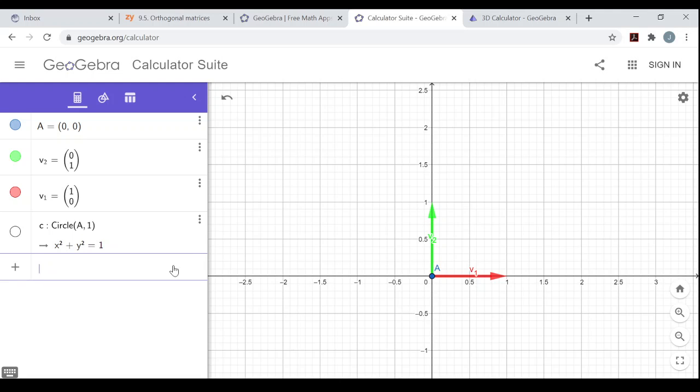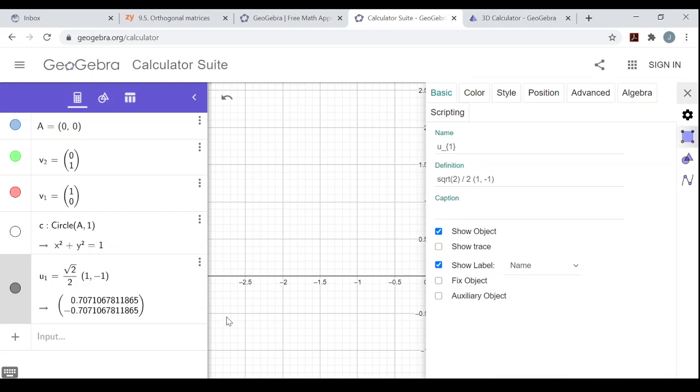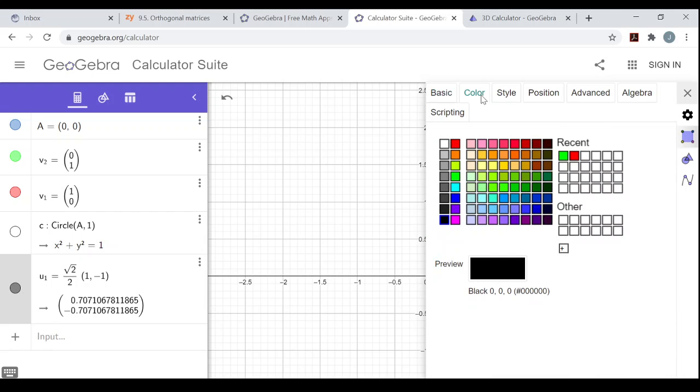So let me put that in. Let me call that again U1, equals square root of 2 divided by 2 times the vector 1, negative 1. And again, I'll make this also a red vector, because that's where the first standard basis vector is going, and 1, 0 is in red. I'll have this be in red as well.